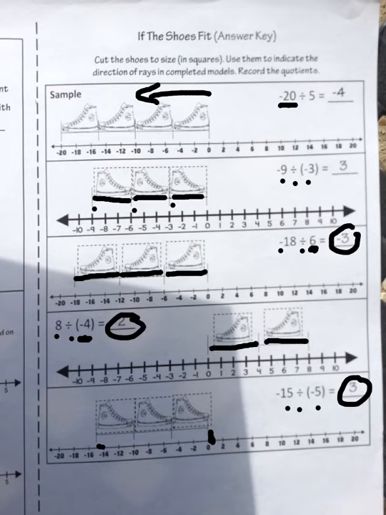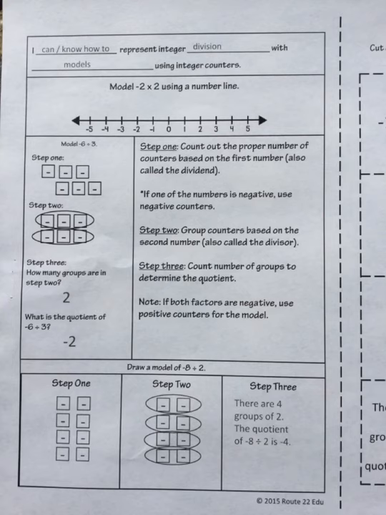Okay, let's look at our next section. I can represent integer division with models using integer counters. I know how to represent integer division with models using integer counters. So model negative 2 times 2 using a number line. You know that you're looking at a negative and a positive, so negative 2 times a positive 2 is going to end up being a negative 4 is where you're going to end up on your number line. So go ahead and draw that out there.